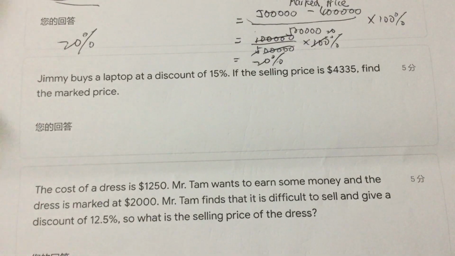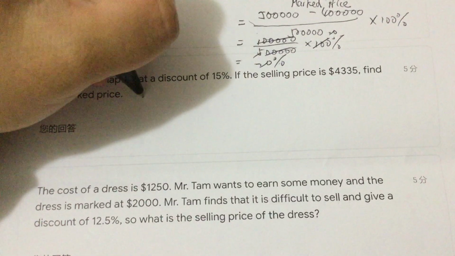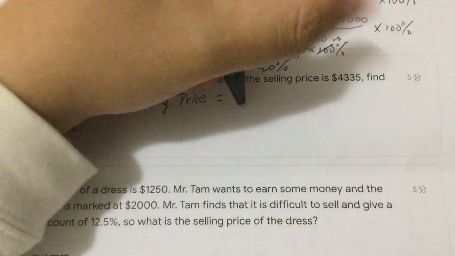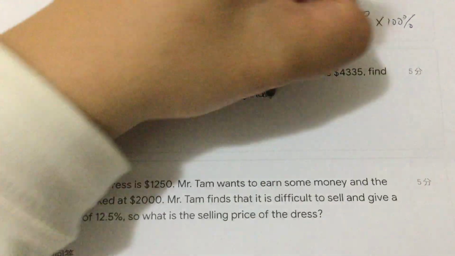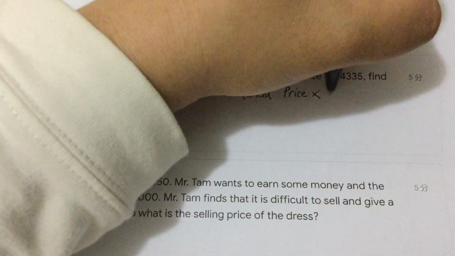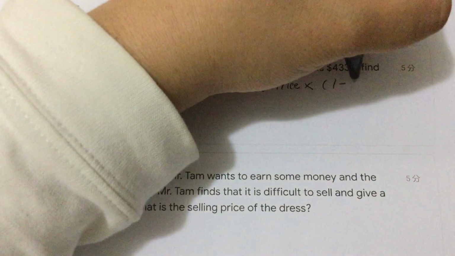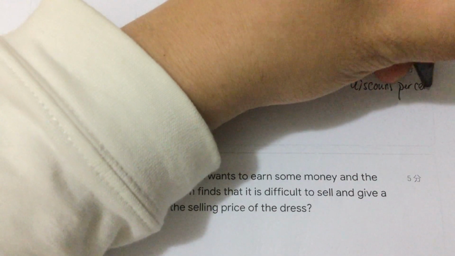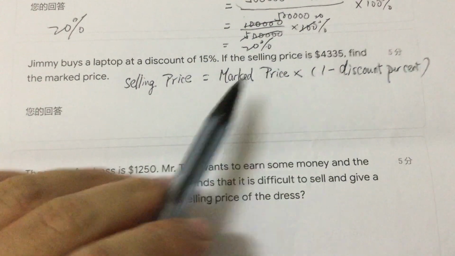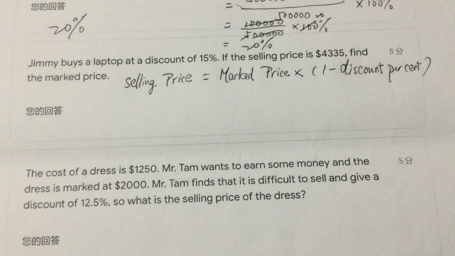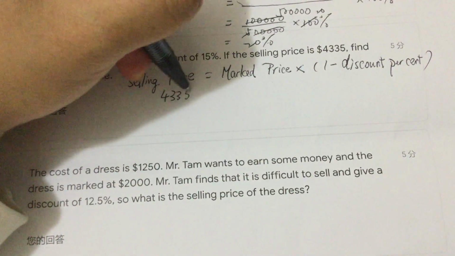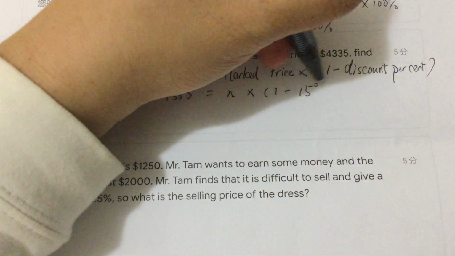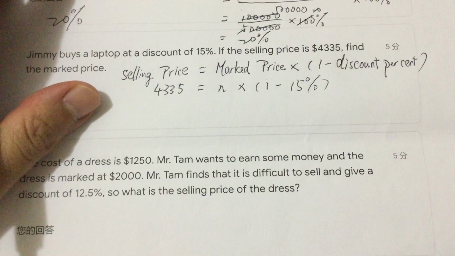The answer is obviously the last formula. This is selling price equals the mark price times 1 minus discount percent. Every time you have something like this. But this time, because we are going to find the mark price, we must let the unknown be n here. 4335 equals n times 1 minus 15%. So obviously, it is the fourth formula we have given to you.